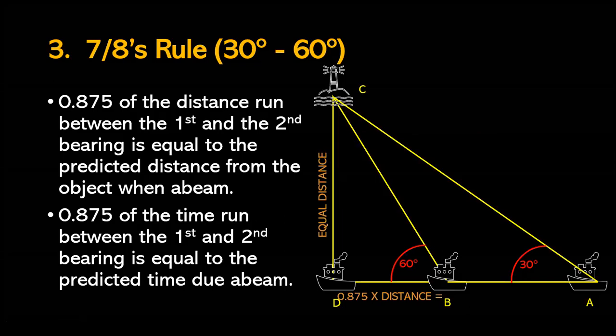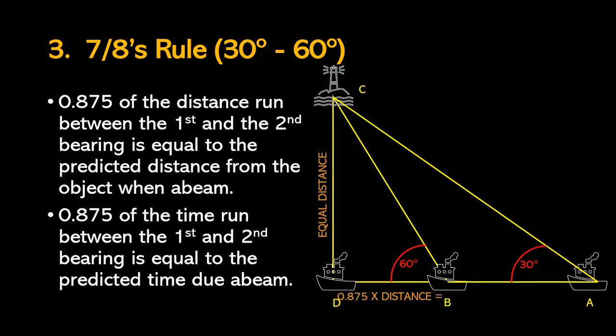So the divisor, or kumbaga doon sa value lang ng i-multiply nyo, doon lang siya nag-iba. Kung sa 7 over 10's rule is i-multiply nyo yung distance ng A and B nyo sa 0.7, dito sa 7 over 8's rule is i-multiply nyo from 0.875. So both distance, kapag distance ang hinahanap, times 0.875 din siya.